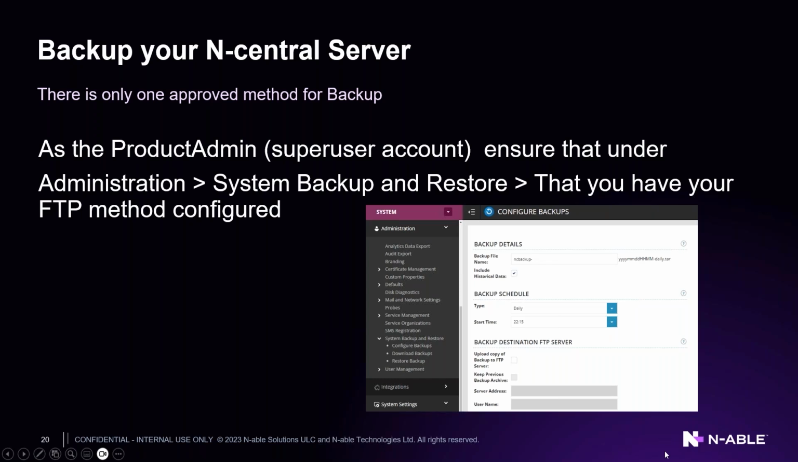Again, people tell me I've never had a problem with backing up N-central through a snapshot, live, hot, okay? Well, okay, but what happens if all of your backups are corrupted, right? So please just use this method, or at least use this method as a backup to your backup.